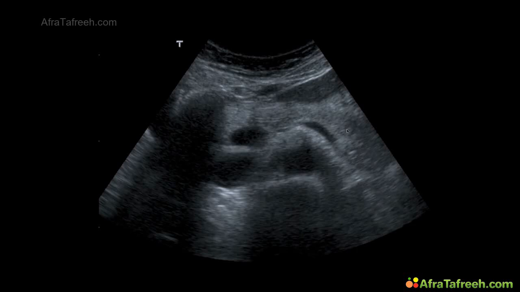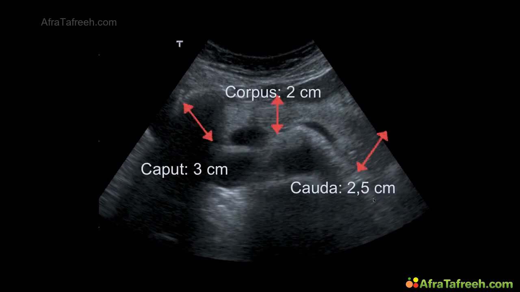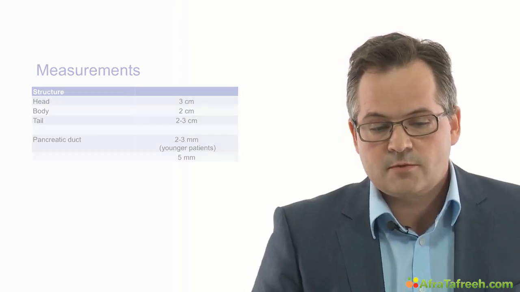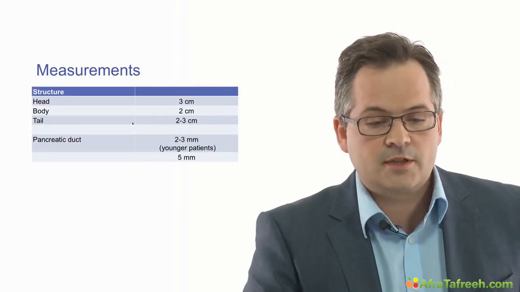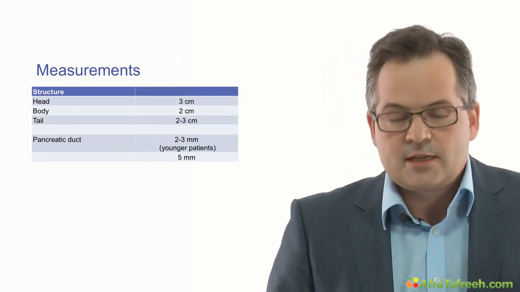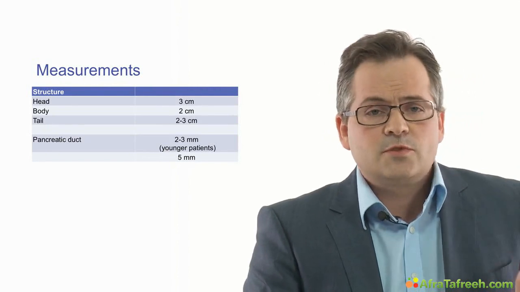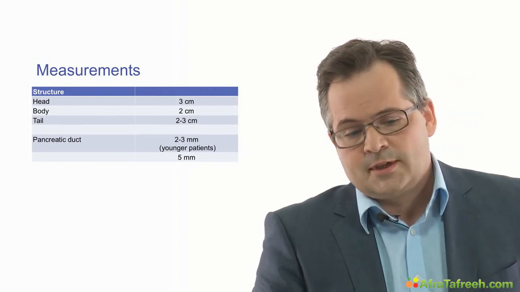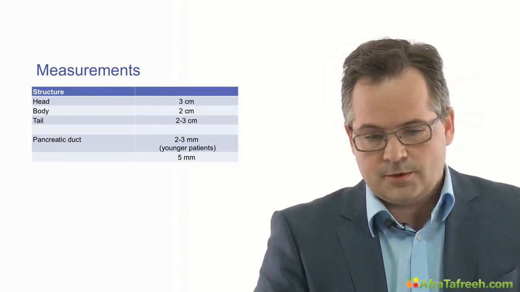Keep in mind that the tail of the pancreas can sometimes be even greater than the head of the pancreas, and it's regularly wider than the corpus is. So we have measurements. The head is about 3 centimeters in diameter, the body about 2 centimeters, and the tail can be up to 3 centimeters. The pancreatic duct measures 2 to 3 millimeters in younger patients and becomes up to 5 millimeters in older ones.